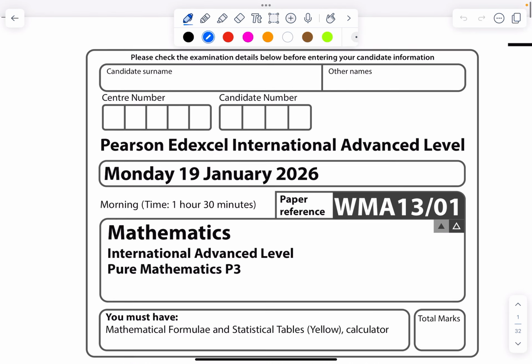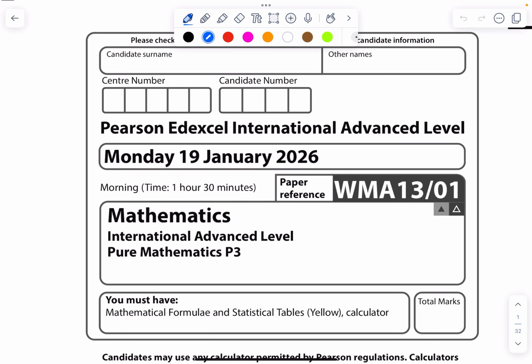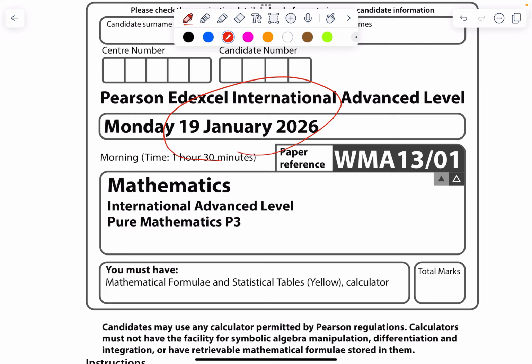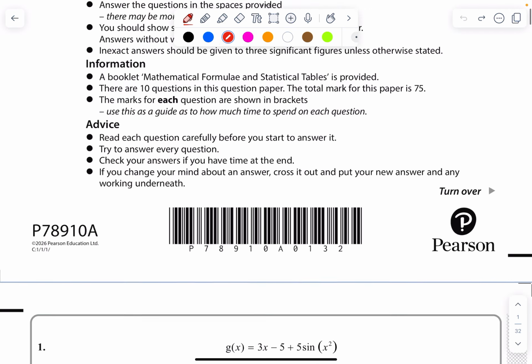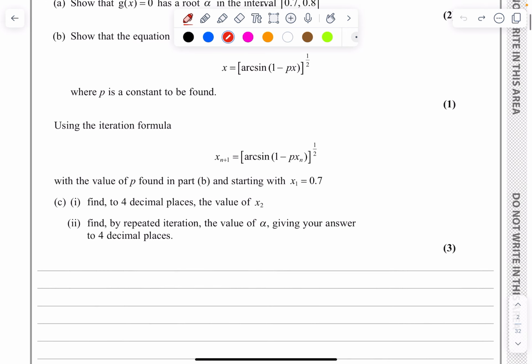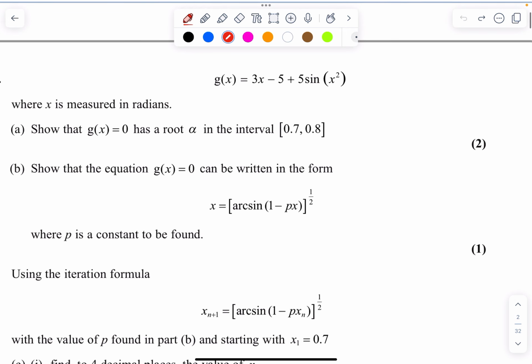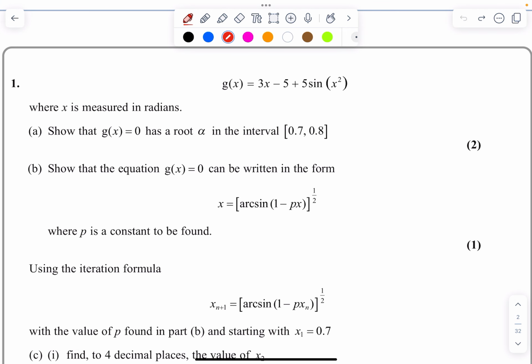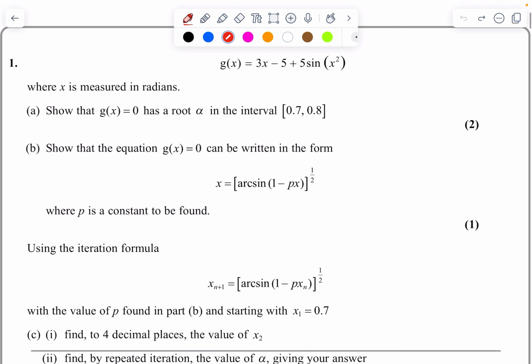Hello everyone, so today I'm gonna continue doing some papers. This time around I'm gonna do Pyramid 3, and it's the most recent paper as far as I have. And the reason I didn't upload that frequently is because I have exams in school and stuff. So question 1, it's a trigonometry question.